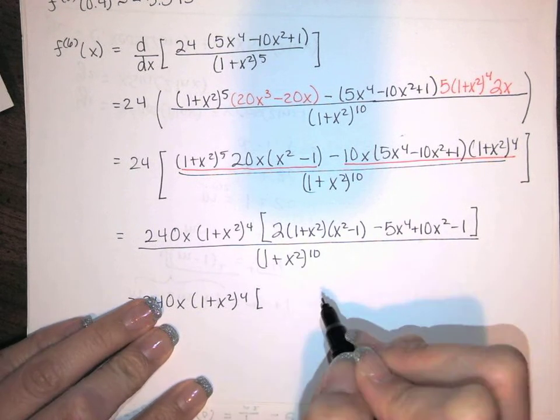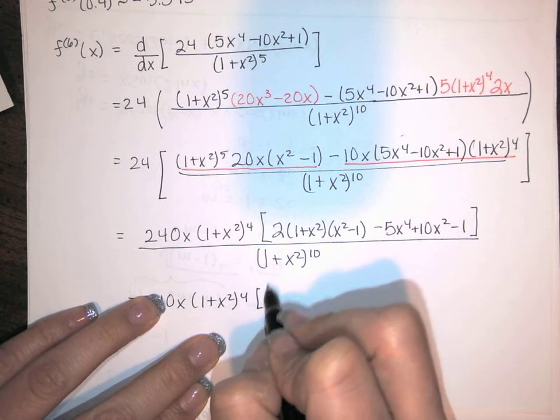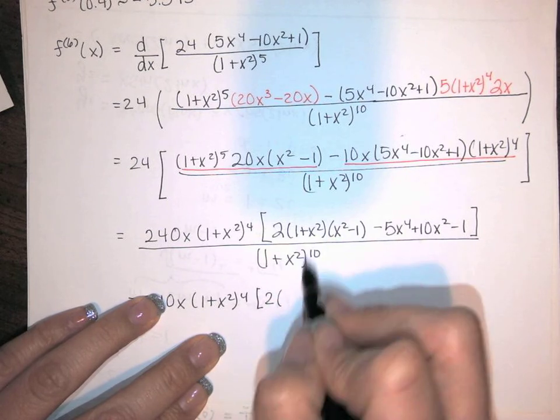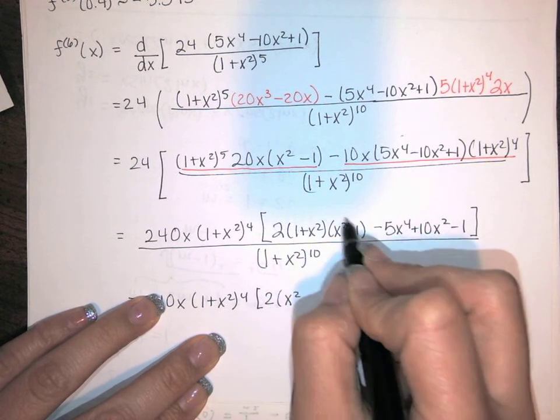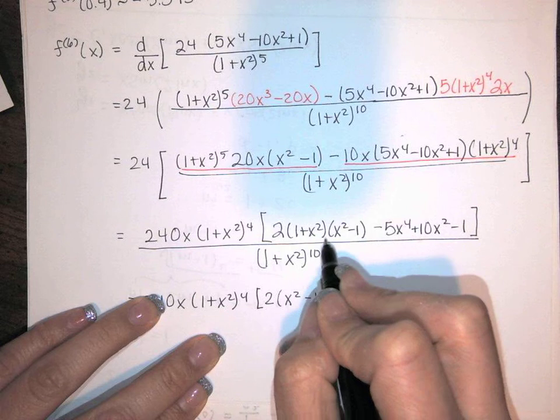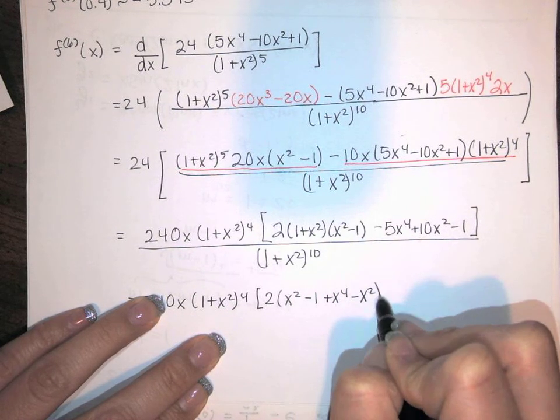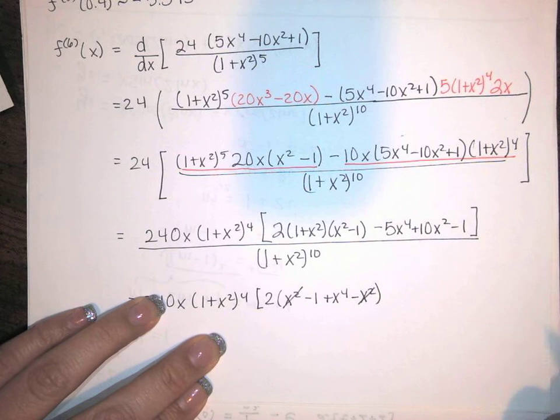And let's do a little algebra. I've got 2 times this product. First times first is x squared, outer times outer is -1, inner times inner is x to the 4th, and last times last is minus x squared, so those reduce.